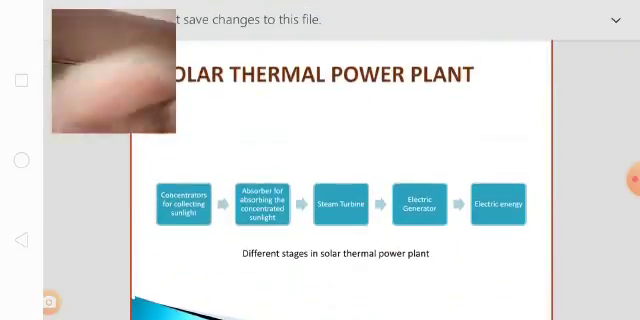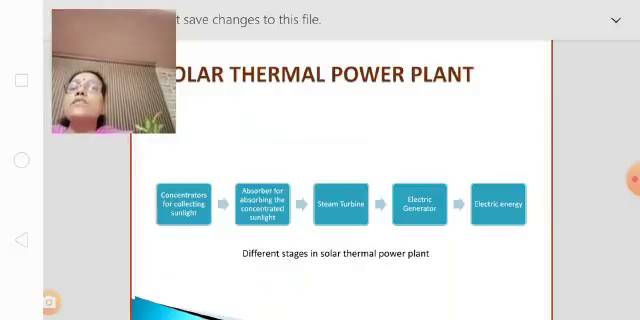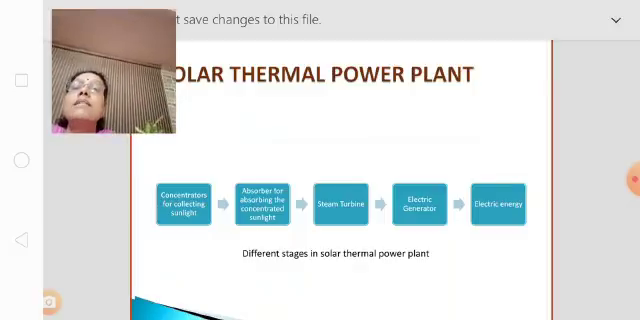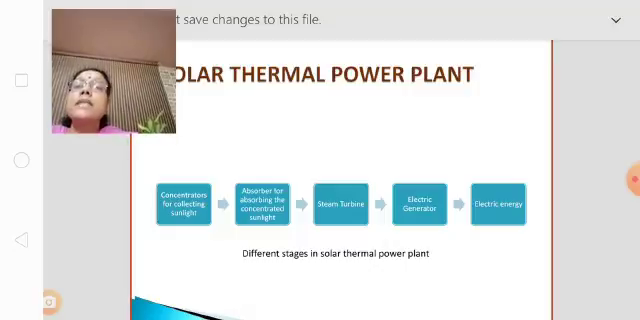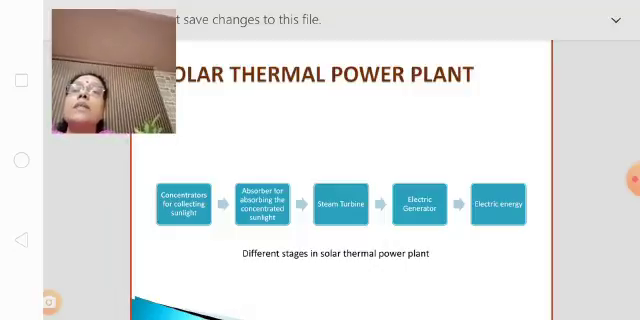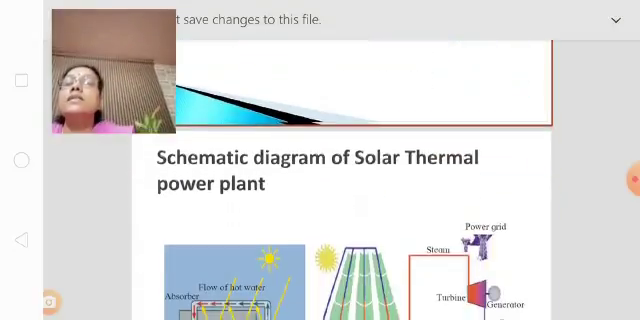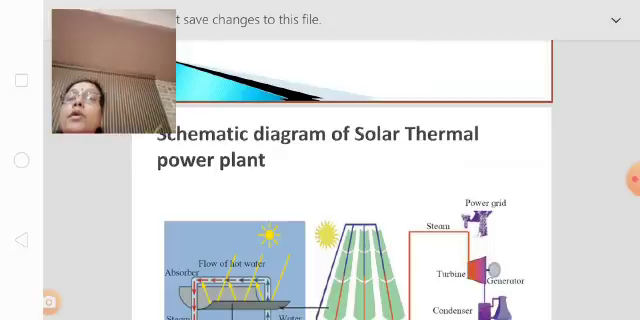Here these are concentrators for collecting the sunlight, absorber for absorbing the concentrated sunlight, then steam turbine, then electric generator, then electricity. These are the different stages in a solar thermal power plant. There is one diagram also given, a schematic diagram of a solar thermal power plant.